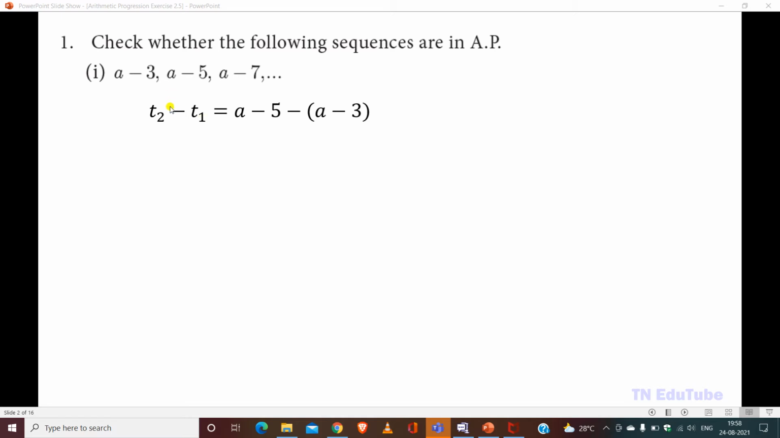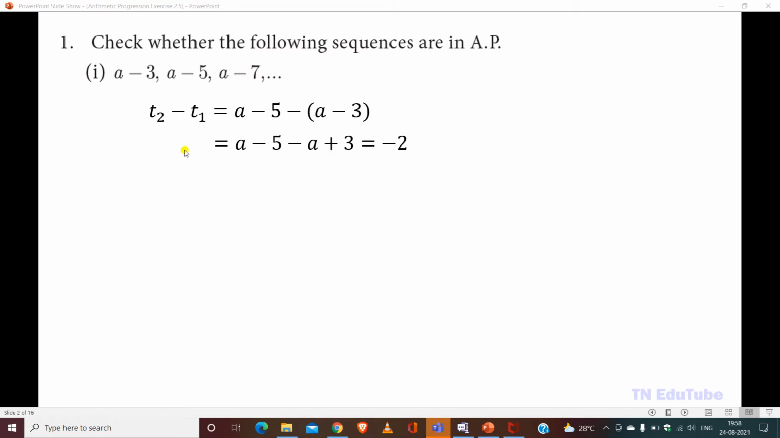See this, T2 minus T1, that is second term minus first term. The second term is A minus 5, minus (A minus 3). When you are removing the bracket, multiply inside with the minus sign. So you get minus A plus 3. A and minus A get cancelled. Minus 5 plus 3, you get minus 2.